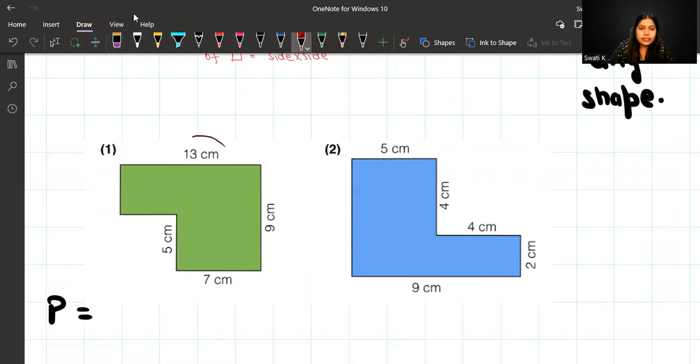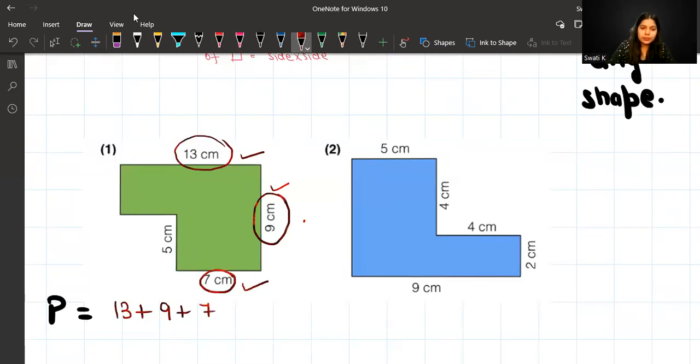I can clearly see this side is given as 13, so I'll write 13, plus this side is given, that is 9. Oh, I'm sorry, this is 6. No, this is 9 only, if you look from this side. Okay, this is 9. So this side is done. Next is 7 centimeter, so plus 7. This side is also done. Next is 5 centimeter, plus 5. This side is also done.